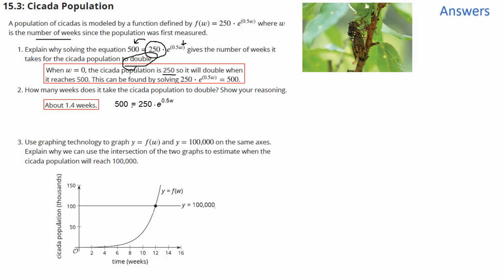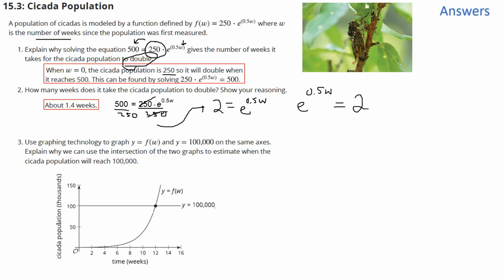So the first step here is, since we have 250 times e to the power of 0.5w, we are going to divide both sides by 250. Once we divide both sides by 250, these 250s divide out. 500 divided by 250 is 2, so it's 2 is equal to e to the 0.5w. Now, I like to write this where the e to the 0.5w is first, and then the equals 2 is second.